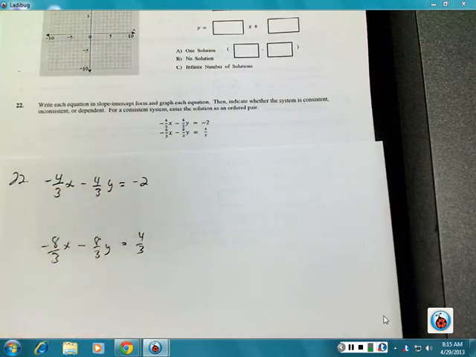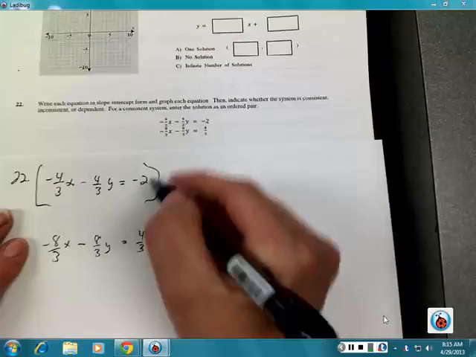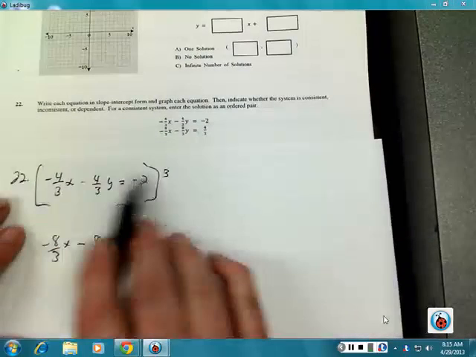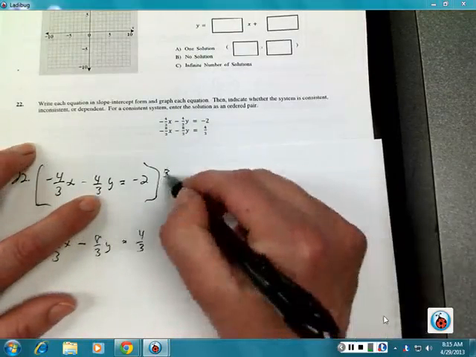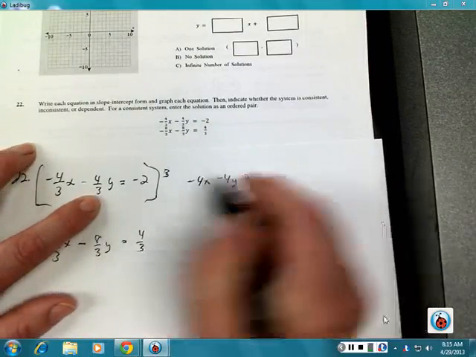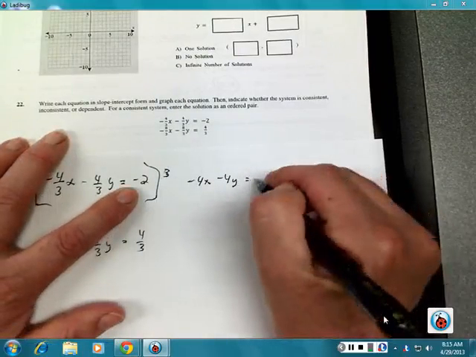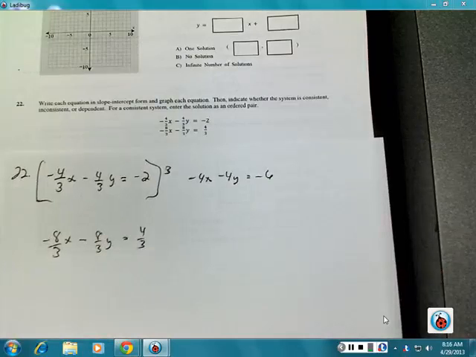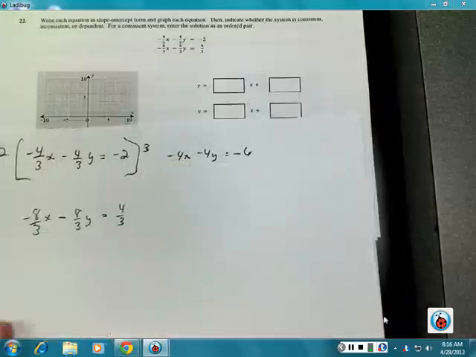So I'm going to get rid of my denominators, and I'll do that with this top one. That means I have to multiply everything by 3. So these cancel, leaves me with negative 4x. Those cancel, leaves me with minus 4y. And 3 times a negative 2 is a negative 6. And to finish it, because I need to get it in a y equals situation right here, I need to solve for y in here.